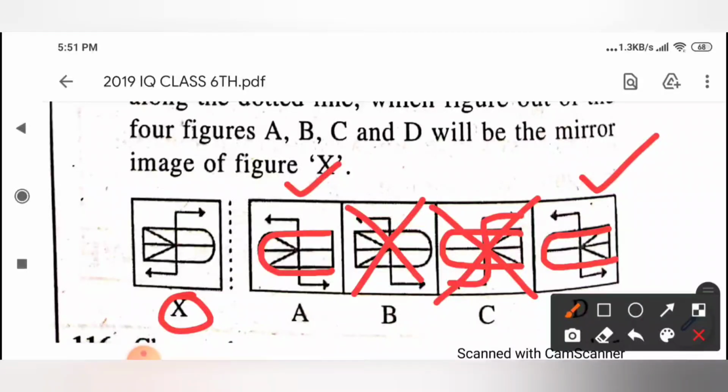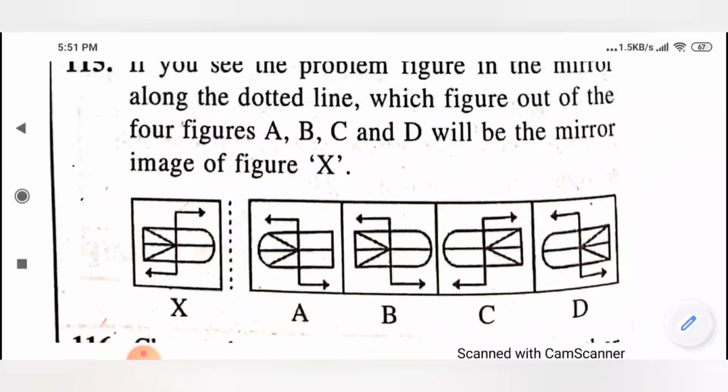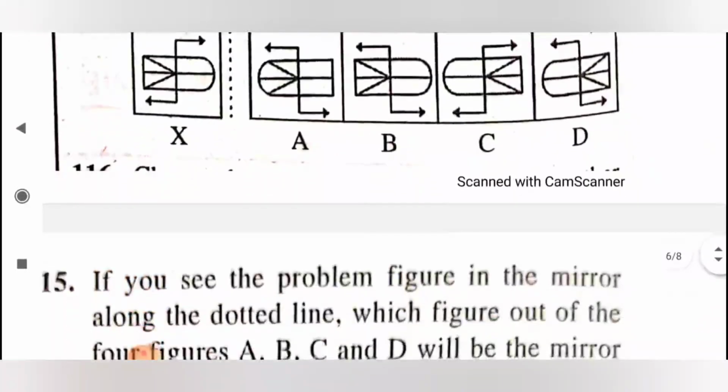And now this element, A is rejected because this element is present here. So A is rejected. And D, yes, this element you find. And the line is also correct. Yes, all the elements are present in D correctly and it is laterally inverted also. So option D is the correct answer. Mirror image of figure X.